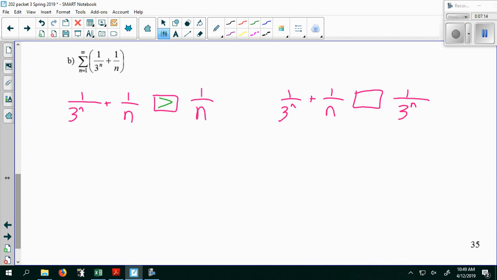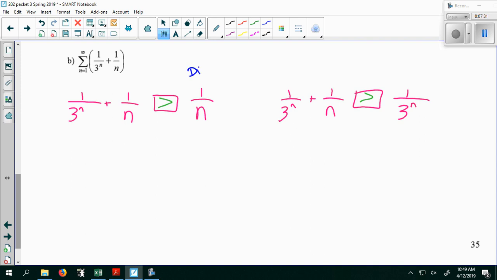And then over here, the inequality is the same direction, right? Now, 1 over 3 to the n plus some positive amount is going to be bigger than 1 over 3 to the n. One of these is helpful because of the convergence divergence behavior of 1 over n and 1 over 3 to the n.